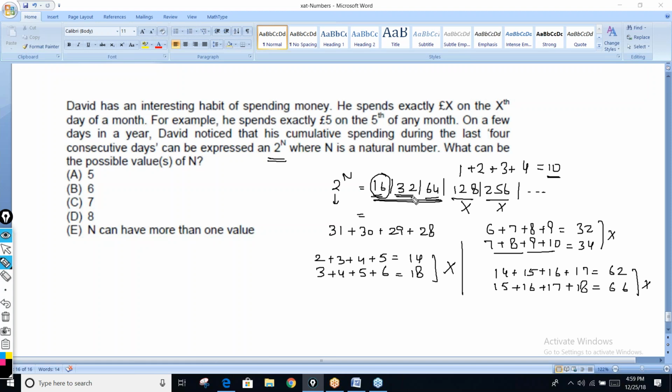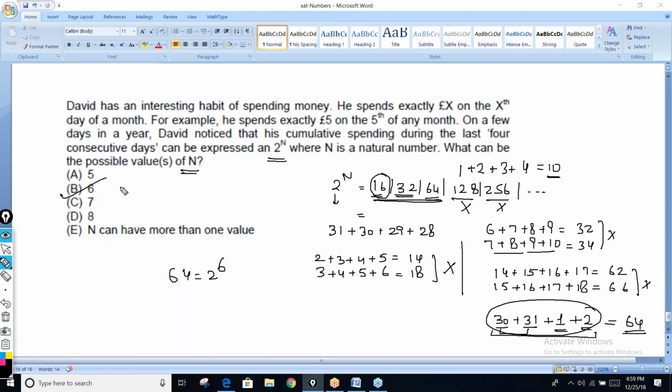But here it is not mentioned that you cannot take the dates of next month as well. This is not possible in any of the cases. But look at it like this. If the dates are 30th and 31, this makes 61. And if I take the next two dates, of next month. So the four consecutive days can be 30th and 31st of the previous month and first and second of the next month. So four consecutive days and the total spending will be 64. So the only possible answer is 64, which is 2 raised to power 6.